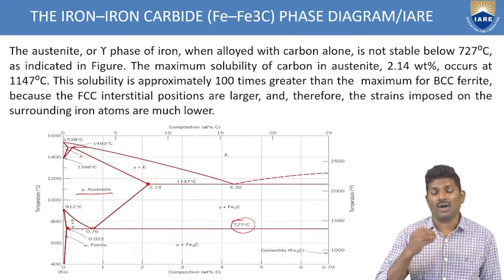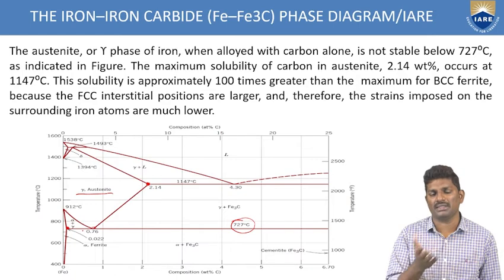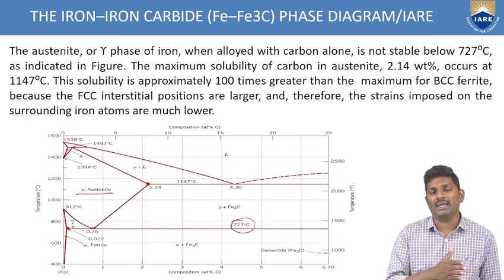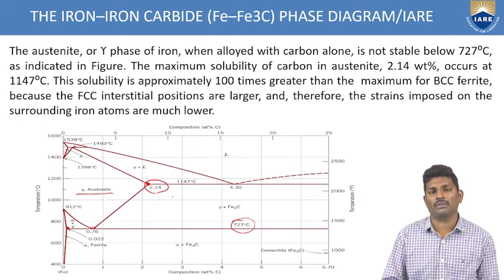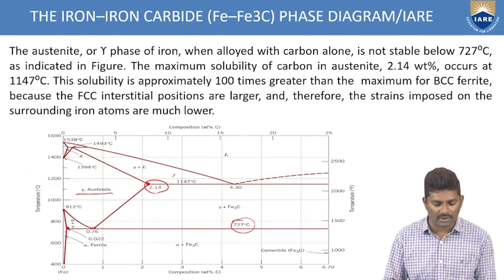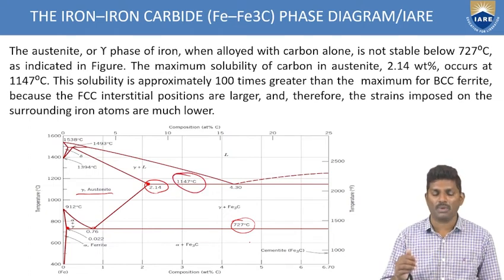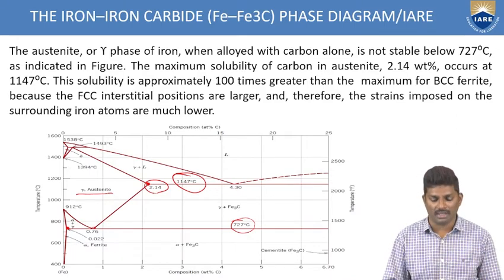But coming to the austenite, the carbon is inserted with interstitial characteristics. Because of that, the solubility limit increases towards the austenite phase. At this phase, it increases to 2.14 percent, which is almost 100 times more than the ferrite. At 1147 degrees centigrade you get this point. So the solubility is approximately 100 times greater than the maximum.